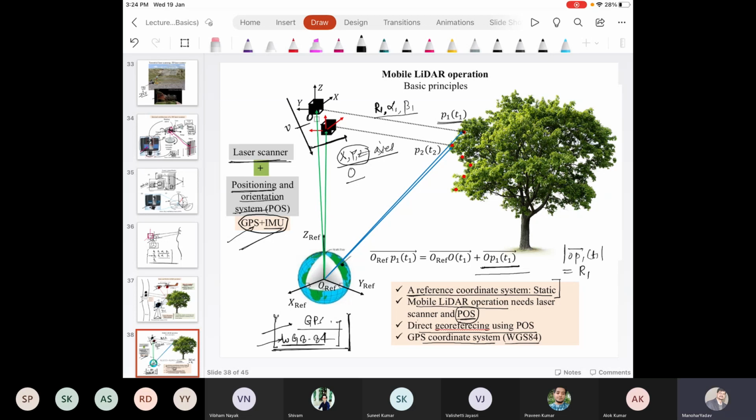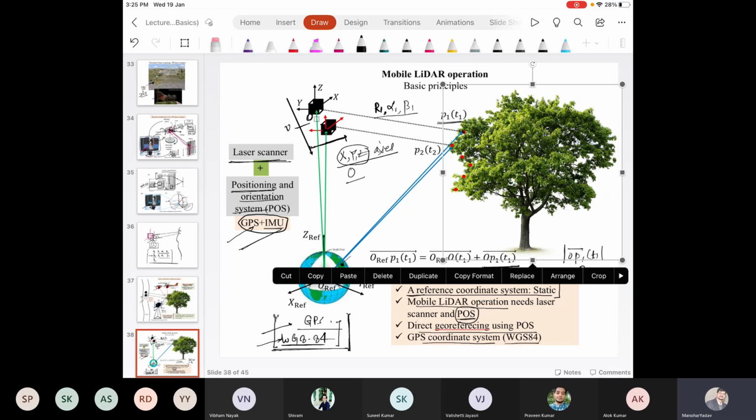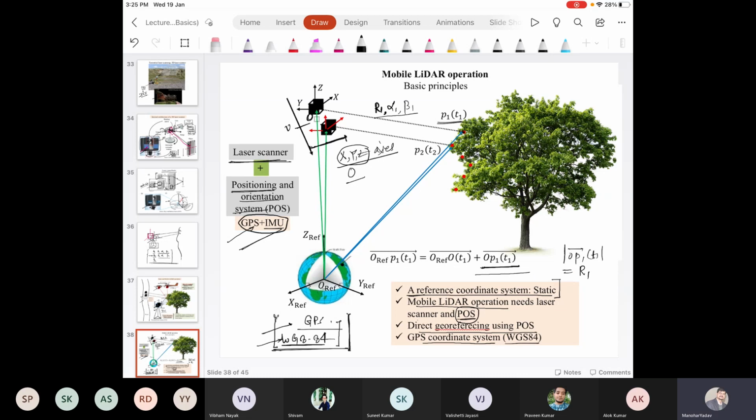In this process, if by using a POS unit you are able to track the changes in the laser scanner coordinate system, how can that help you calculate the coordinates of points P1 and P2 in this external coordinate system? If we apply the concept of vector algebra here, the vector OP1 is already calculated, measured in the internal coordinate system of the laser scanner unit. And the location of the laser scanner coordinate origin relative to the external reference coordinate system origin is already measured by the POS unit.